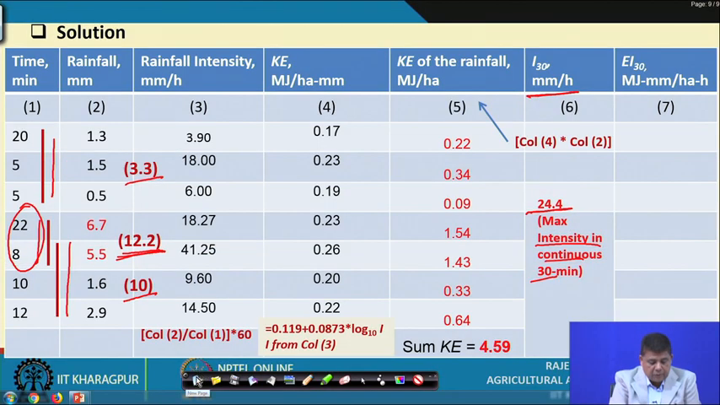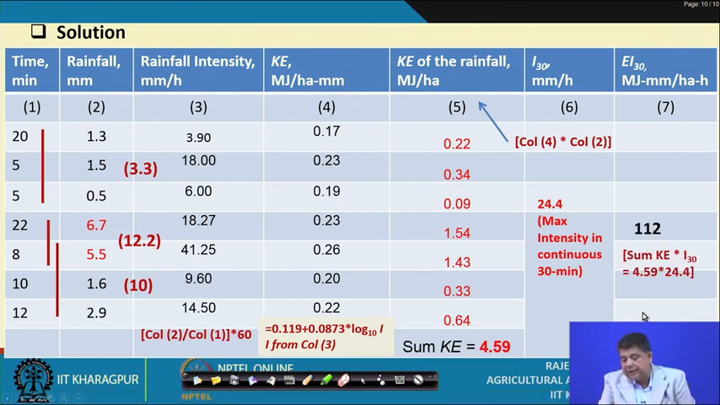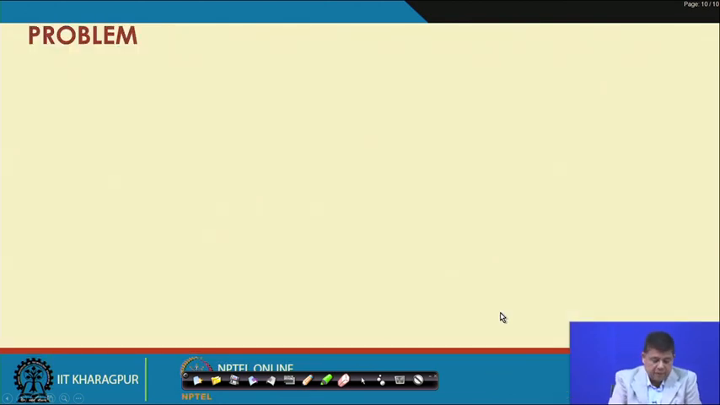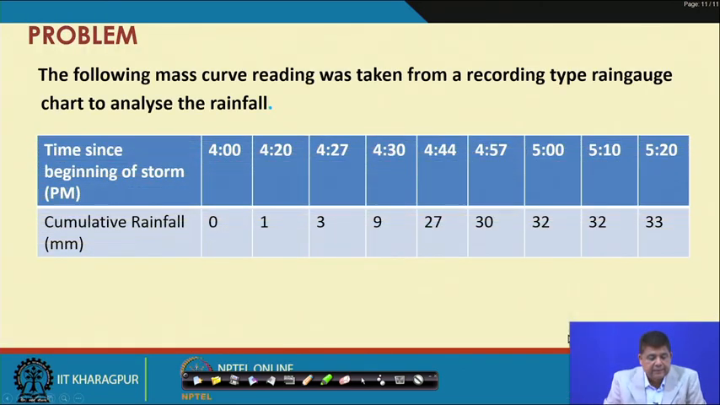And once we know the KE and once we know I30, then obviously the multiplication of the sum value here and the I30 value here will give us the total rainfall erosivity index EI30 for this particular event or for that particular problem. So, that is how we estimate the EI30 for a given event. We can take yet another problem.